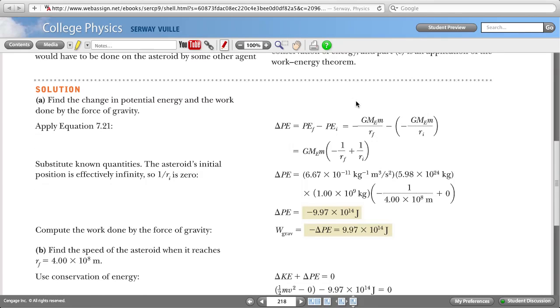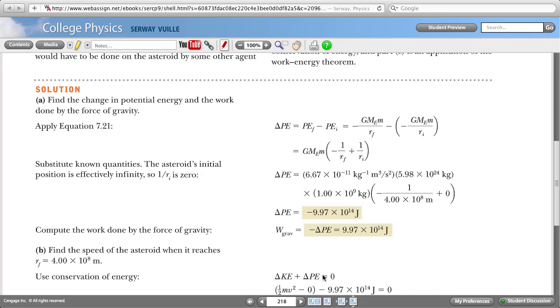Then, once we've got this equation written down, we put in known quantities. We realize that the initial potential energy is going to be zero, because it's out at infinity. Then we calculate everything, and we get this number for delta PE, negative 9.97 times 10 to the 14 joules, I guess it is. And then the work done by gravity is just going to be negative the change in potential energy. So instead of negative 9.97, it's 9.97 times 10 to the 14 joules.